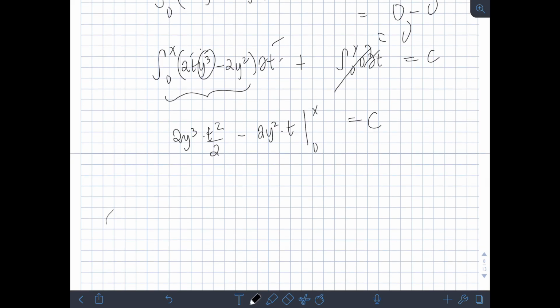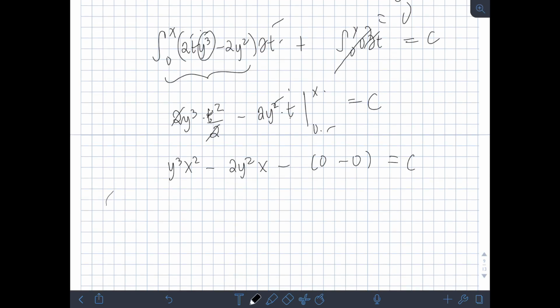So, simplify ko na. Itong 2 over 2 makakancel. Papalitan natin itong t squared ng x. So, parang y cubed x squared minus 2y squared t. Palitan natin ng x minus. Palitan naman natin yung mga t this time ng 0, yung lower limit. So, dahil nakamultiply siya sa 0, itong mga expression, automatic, 0 minus 0 lang yan. Equal C. Or simply, x squared y cubed minus 2xy squared equal C. So, therefore, this is the final answer.